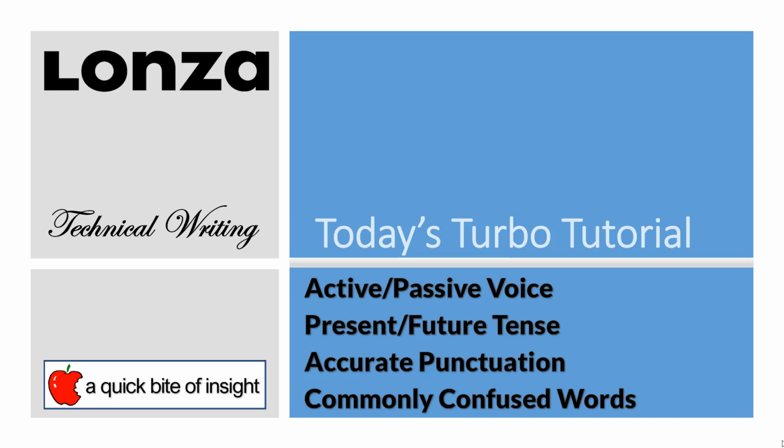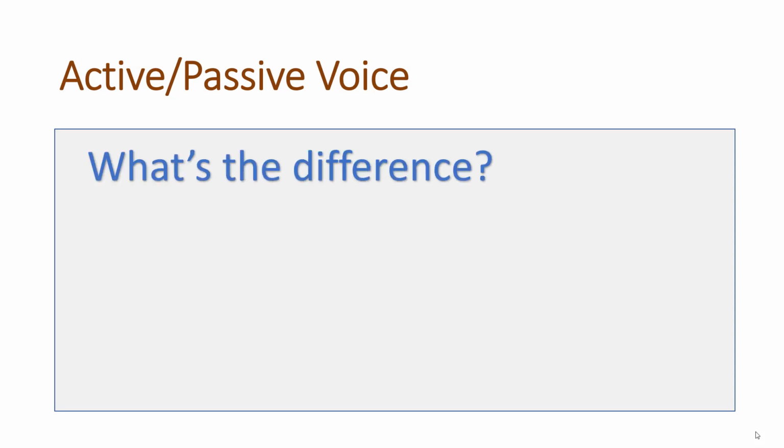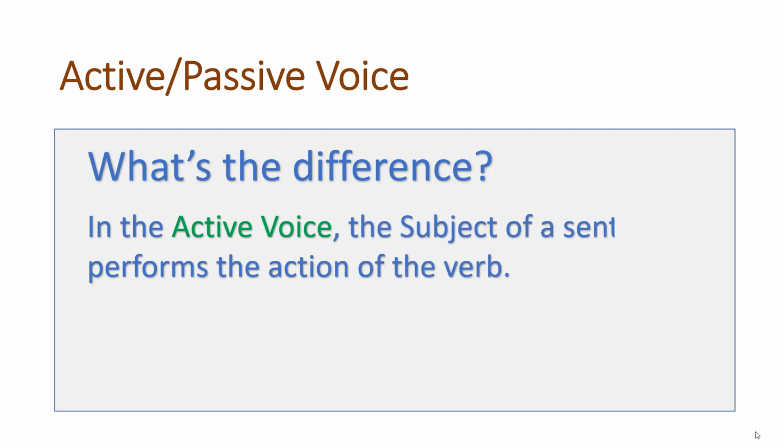In this turbo tutorial, we'll be talking about active and passive voice, present and future tense, accurate punctuation, and some commonly confused words. Let's start with active and passive voice. First, what's the difference? Well, in active voice, the subject of the sentence performs the action of the verb.